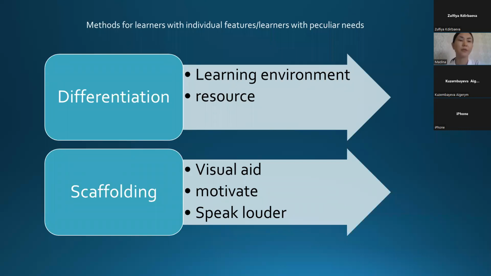Of course, we consider differentiation and scaffolding for learners with light hearing impairments. One of them is the learning environment. I place the learner at the desk closest to the teacher's table and minimize noise in the classroom so that they clearly hear my speech. And for resources, I created a clear and short task with graphics for the text to be understandable for the learner, and prepared several questions for speaking.